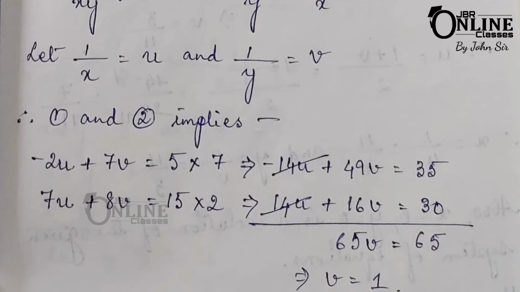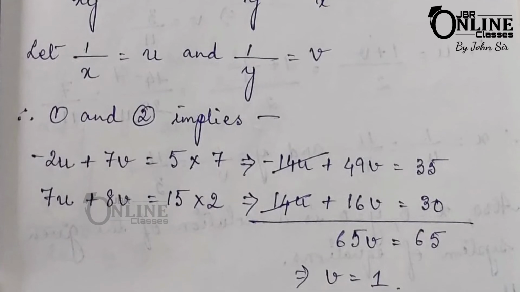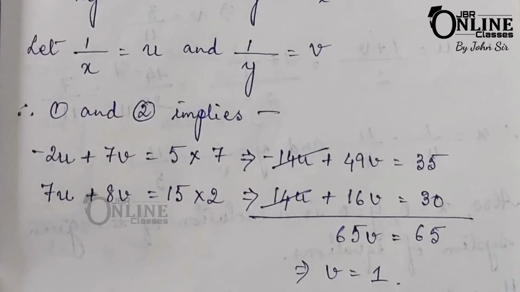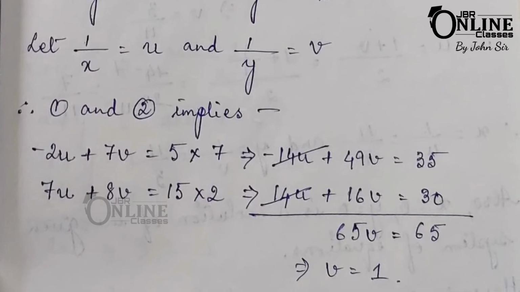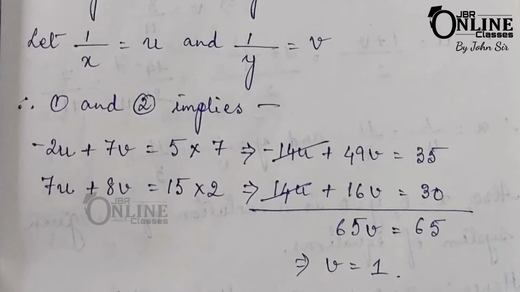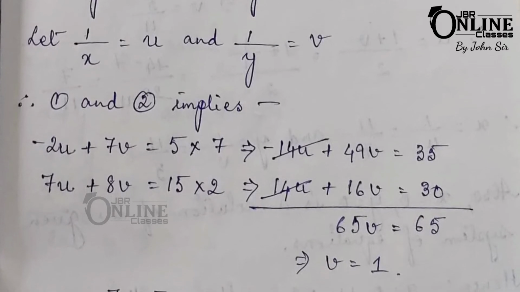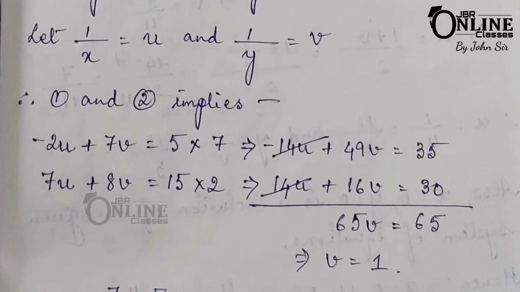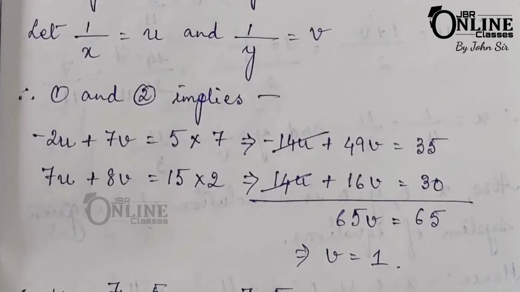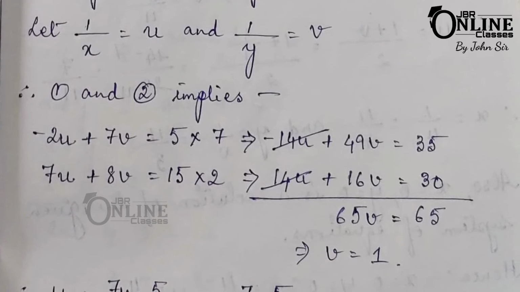So I just first multiply the first equation with 7 and the second equation with 2 to equal the coefficient of u. So here minus 14u plus 49v that equal to 35, and second one plus 14u plus 16v and that equal to 30. Now from that equation you will get 65v equal to 65, so v equal to 1.